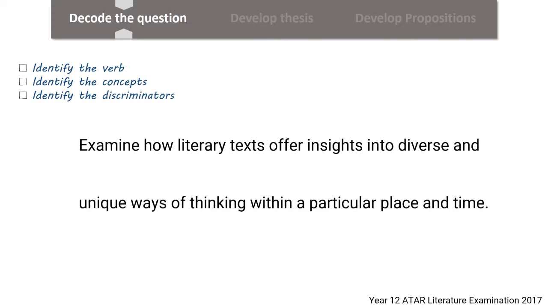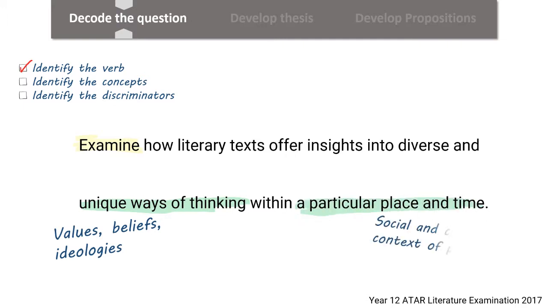So let's look at a past question from 2017. Examine how literary texts offer insights into diverse and unique ways of thinking within a particular place and time. And so let's decode this question. This is an examine question. And the syllabus concepts we're looking at here are the unique ways of thinking, the values and beliefs and ideologies, and those that belong to a particular place and time, and that's the social and cultural context of production. Okay, so we've got these concepts of values, beliefs, ideologies, and context.